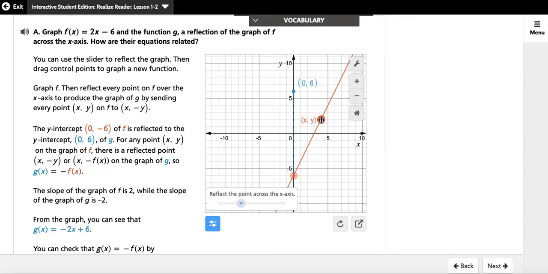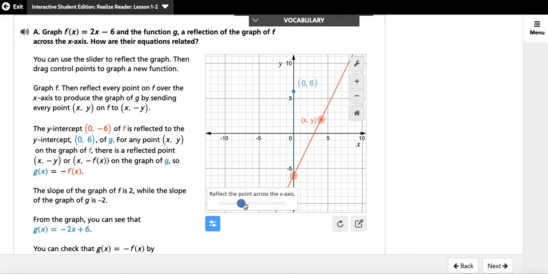And they chose any point (x, y). It looks like it's at 4, 2, but they're just using it as (x, y). Maybe I should be a little more specific. This was at 0, negative 6, and then it became 0, 6. Can you see what happens to the x and the y?